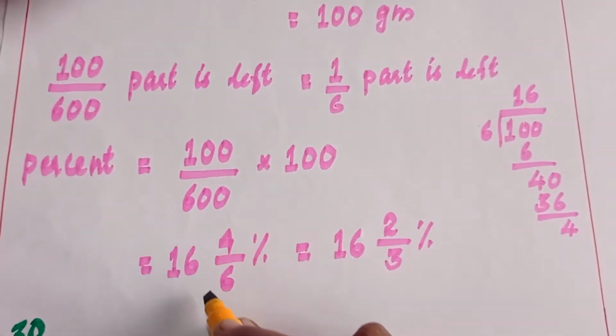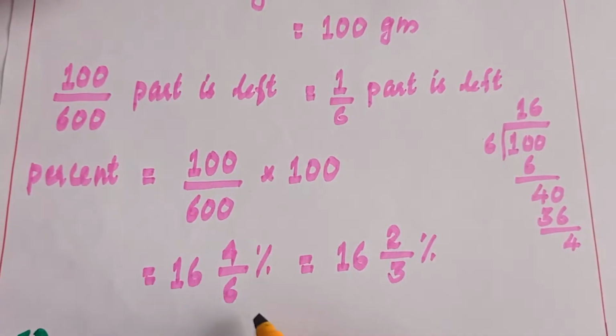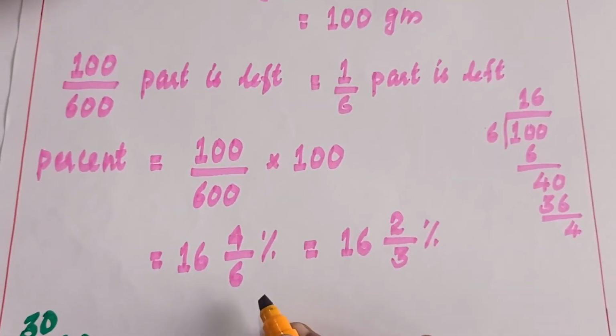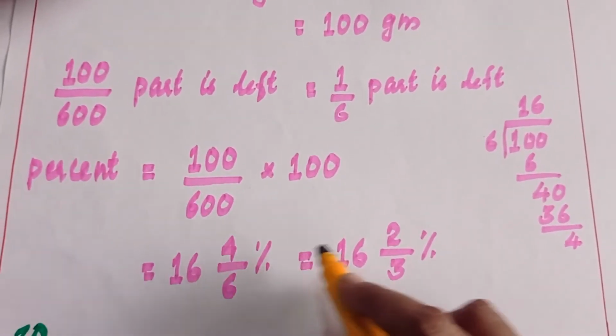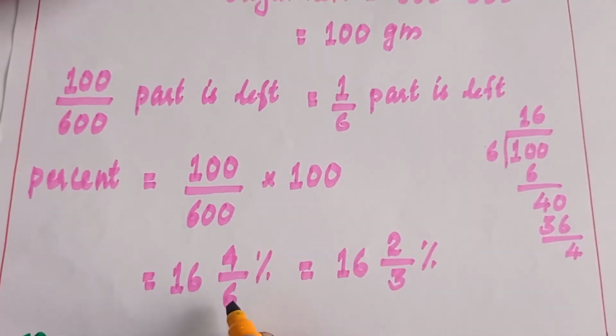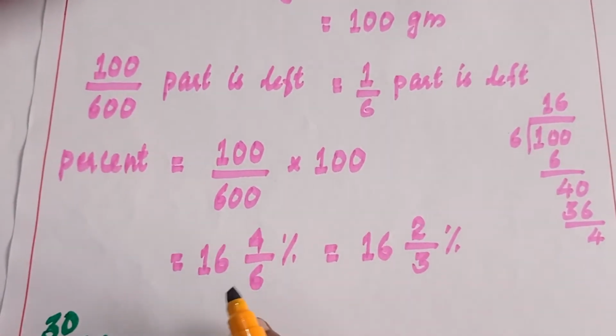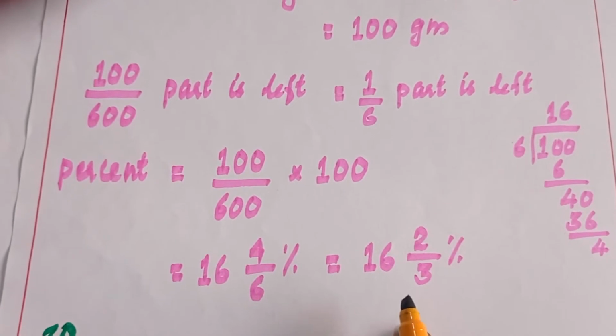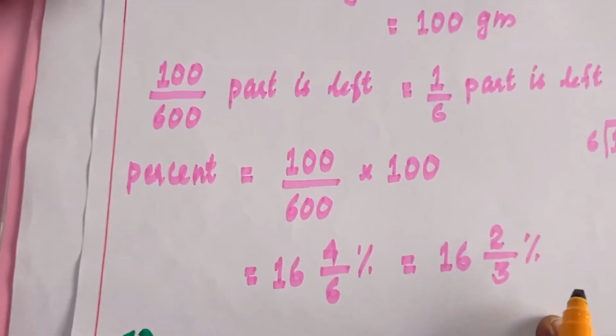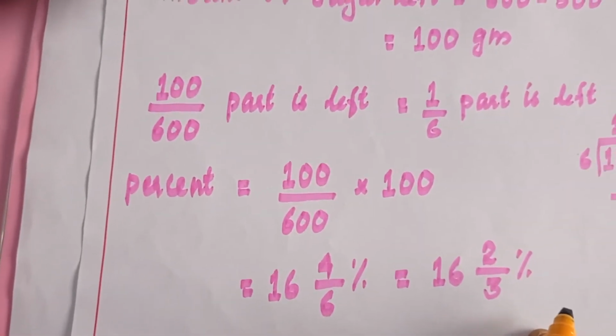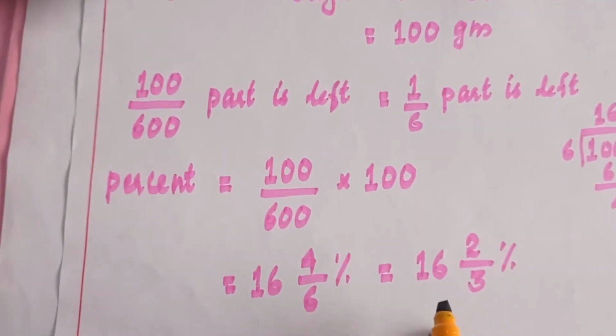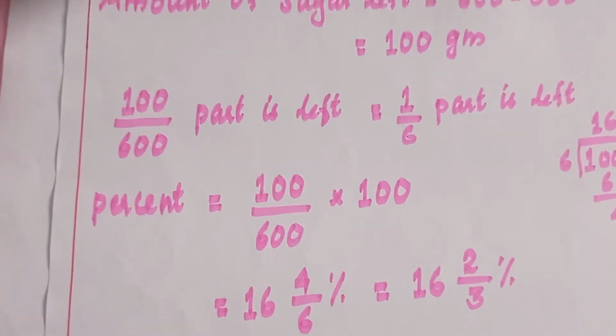This 4 by 6 is again simplified. Both are divisible by 2. Then 4 divided by 2 is 2, and 6 divided by 2 is 3. Then the percent is 16 2 by 3%. So the percent of the sugar left is 16 2 by 3%.